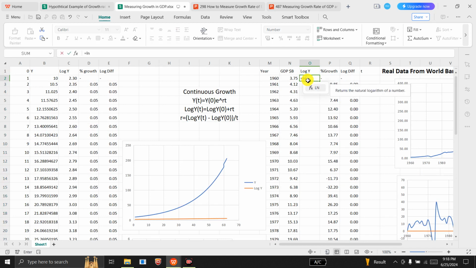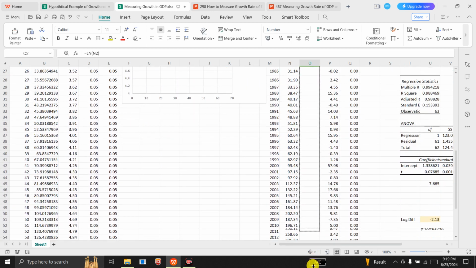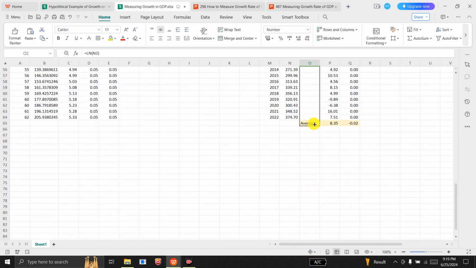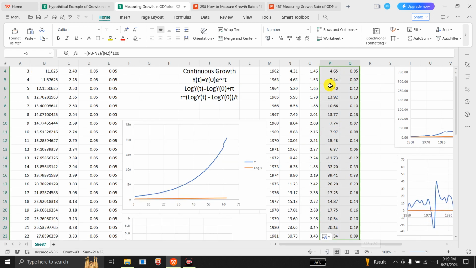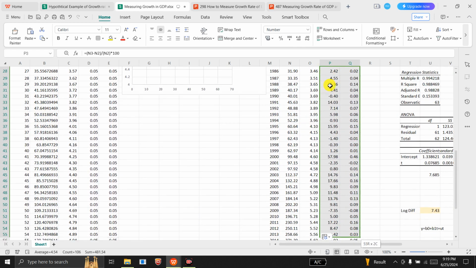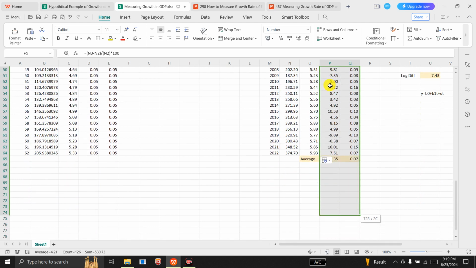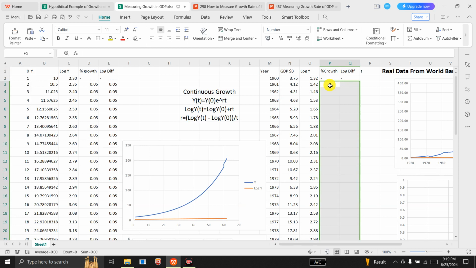Natural log of this. So this is the natural log, and let me copy this up to the end. So this will convert the whole series into logarithmic form. So these are the natural log of this. Now I'll also delete this so that I could calculate growth rate by the percentage method, and then I'll use the log difference.